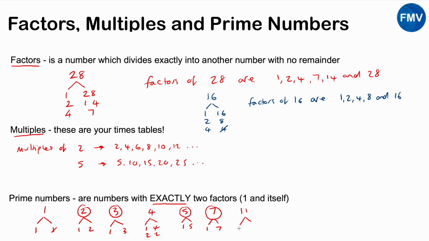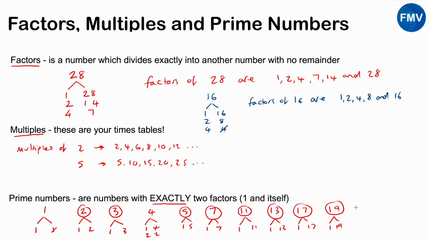11, so in this case, 1 times 11, there are no other factors. 12 is a multiple of 2, so no. 13 only has 1 and 13. 14 is a multiple of 2, so I'm not going to write that down. 15 is a multiple of 5, so I'm not going to write that down. 16, a multiple of 2. 17, no other factors. 18, a multiple of 2, so no. 19 does not have any other factors.